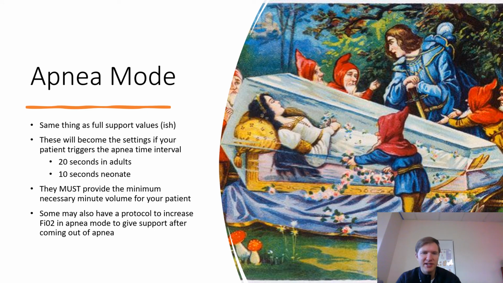All right, so these are the settings, right? When you put a patient in apnea settings, these settings will become the settings if your patient triggers that apnea time interval. Traditionally, we set it at 20 seconds for an adult and around 10 seconds for a neonate. The settings that you put in must provide the minimum necessary minute volume for your patients, right? So make sure you're adjusting that every time you change your full support settings. Still, don't make it to the point where you won't be fully supporting that patient if they go apneic.